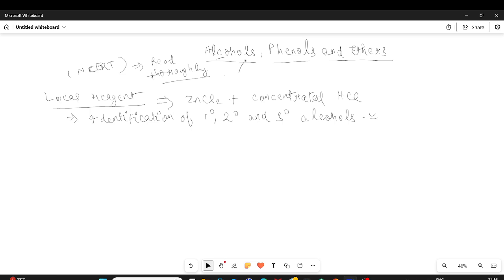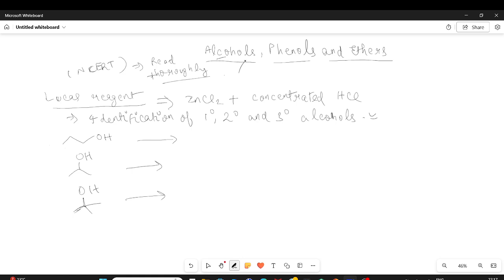Okay, so what happens? I'll give you a very basic context. Suppose you have a primary alcohol here, let's suppose propanol. On the other hand, next you have a secondary alcohol, let's suppose propan-2-ol. And on one end you have a tertiary alcohol. This is a 3 degree alcohol. Why 3 degree? Because the carbon to which this OH group is attached is connected to three alkyl chains: 1, 2, and 3. That's why 3 degree.